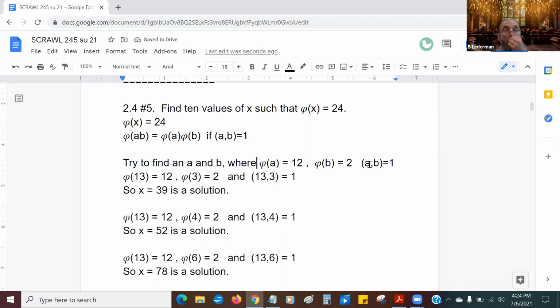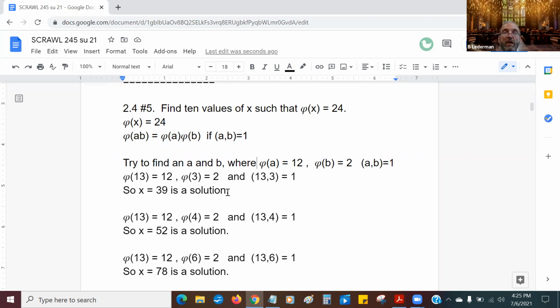Well, to get phi of A equal 12, we know that 12 plus 1 is 13. 13 is a prime number, and phi of any prime number p is p minus 1. So phi of 13 is equal to 12. So let's let A equal 13. Now we need to find a number whose phi is 2. Phi of 3, because that's p minus 1, is 2. Now 13 and 3 are relatively prime, so that's good, which means x equals 39, meaning 13 times 3. That's going to be a solution.